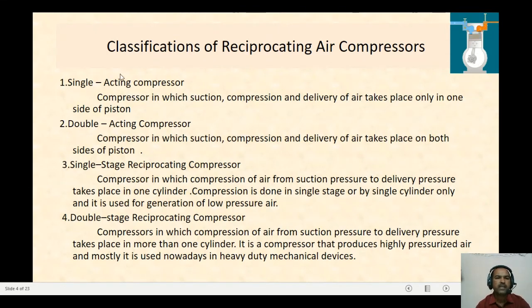What do you mean by single acting and double acting reciprocating air compressor? Single acting means we admit and deliver the air from one side of the piston only. So we use only one side of the piston, and from that side we suck the air and deliver the compressed air. That is called a single acting compressor. Double acting compressor means we draw the air and deliver it from both sides of the piston.